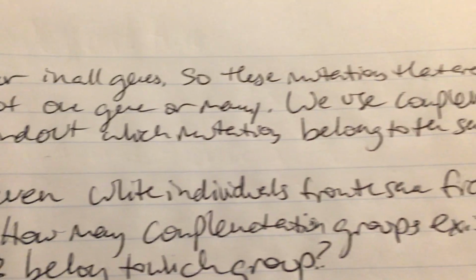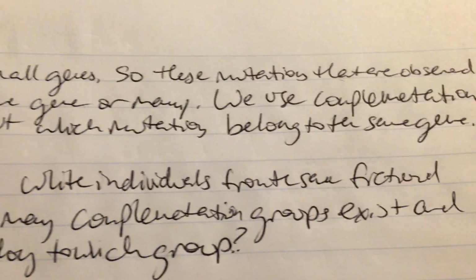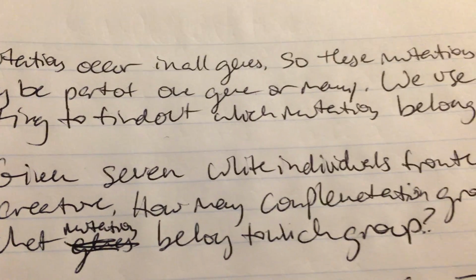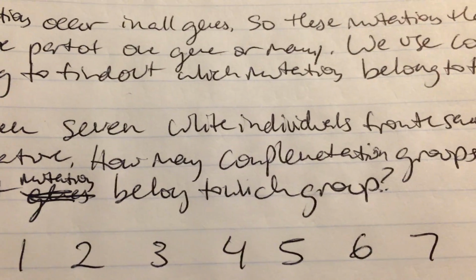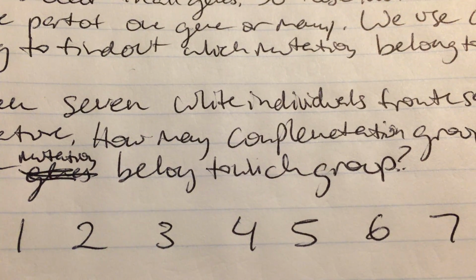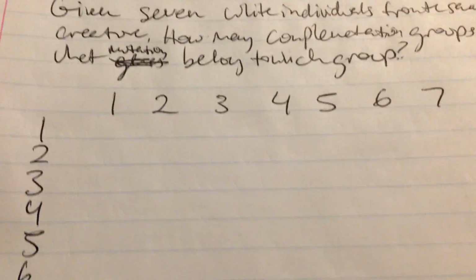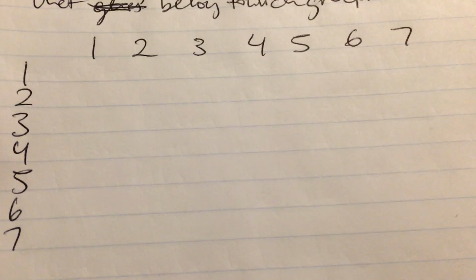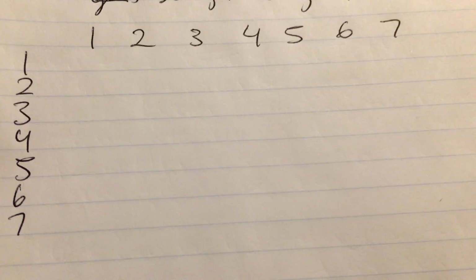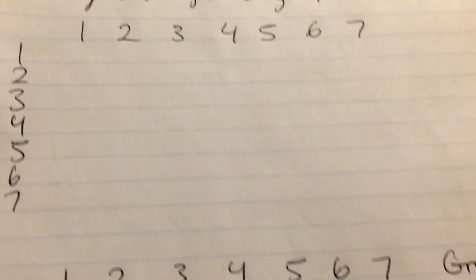Given 7 white individuals from the same fictional creature, how many complementation groups exist, and which mutations belong to which group? We set up this table by listing each one of our mutations belonging to each one of these white individuals. We then set up another row of these same mutations, as we are going to cross each mutation with each other mutation to find out exactly how many complementation groups exist. Let's look at the completed table of crosses.